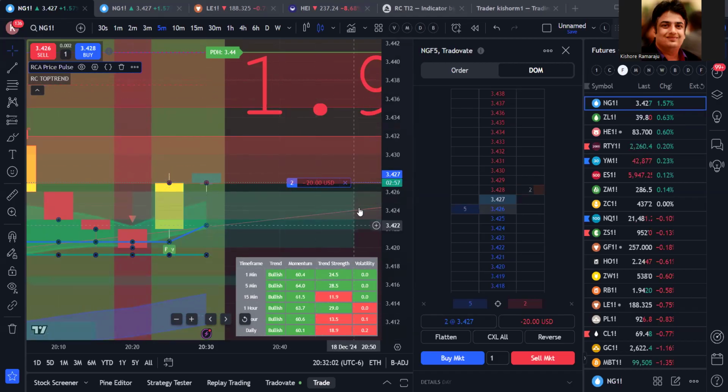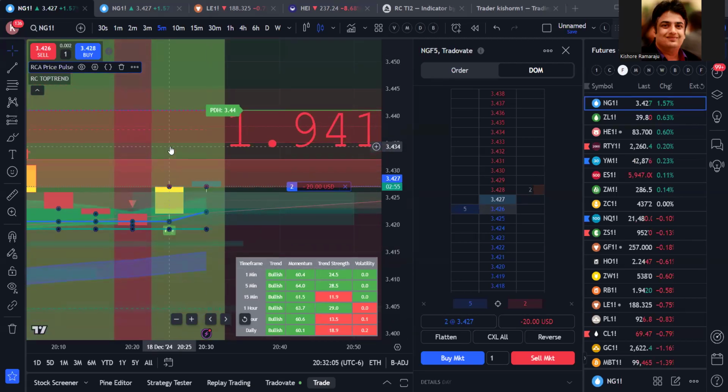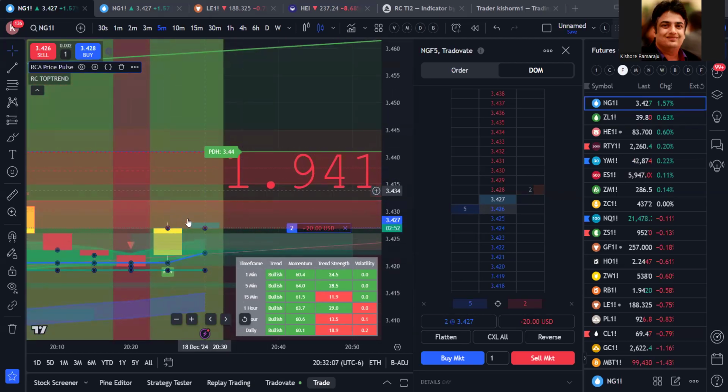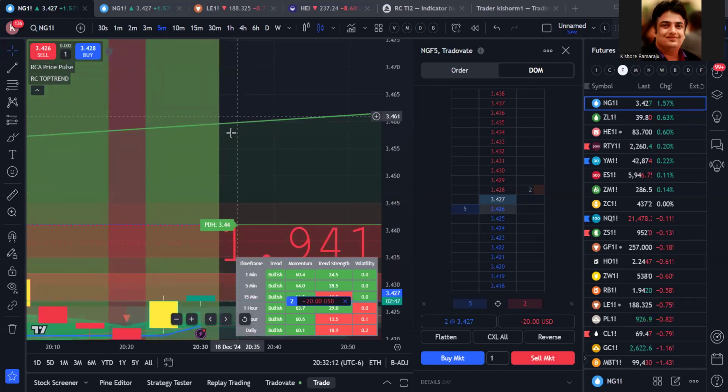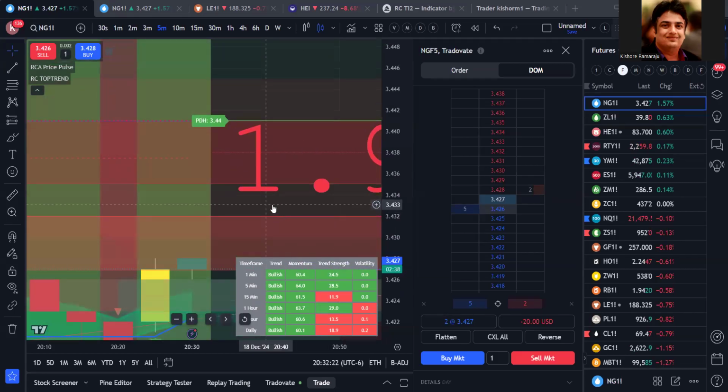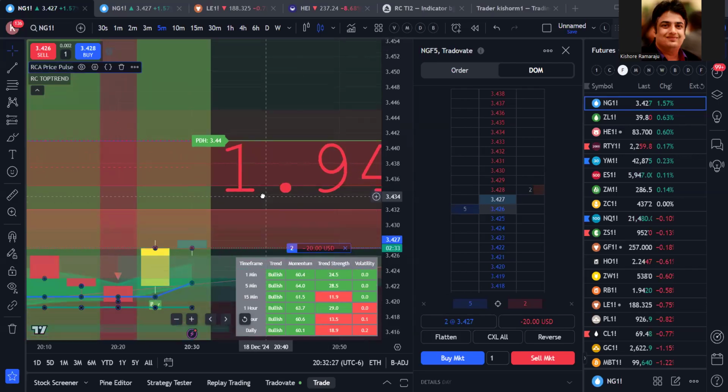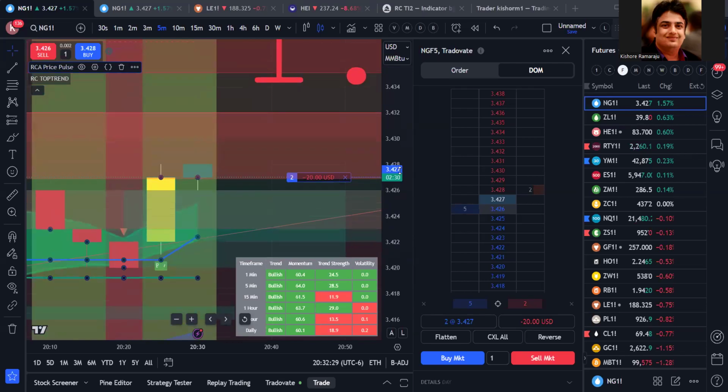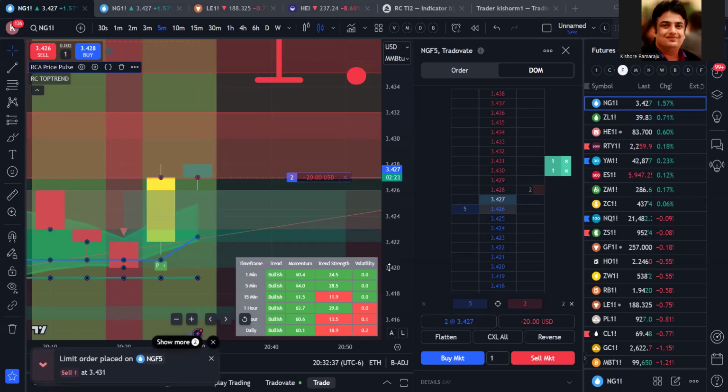The overall trend is very bullish. Momentum is very good. So there is a high possibility, or if there are more buyers, it can break the resistance and go all the way to the top of the channel. That's why we took the long position. We bought it at 3.427. I'll put my sell order at 3.430, 3.431.